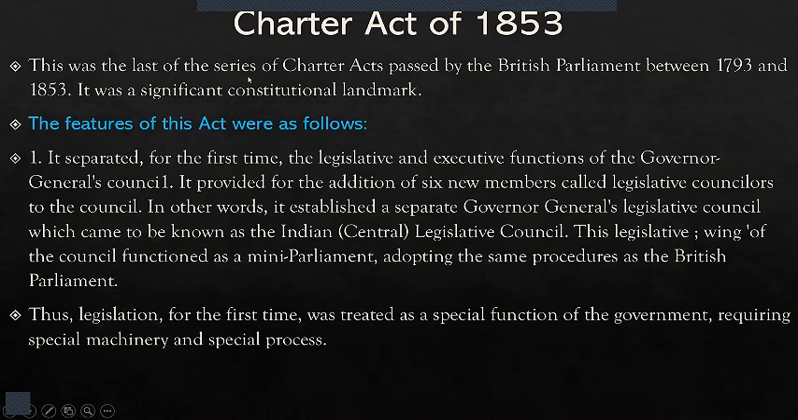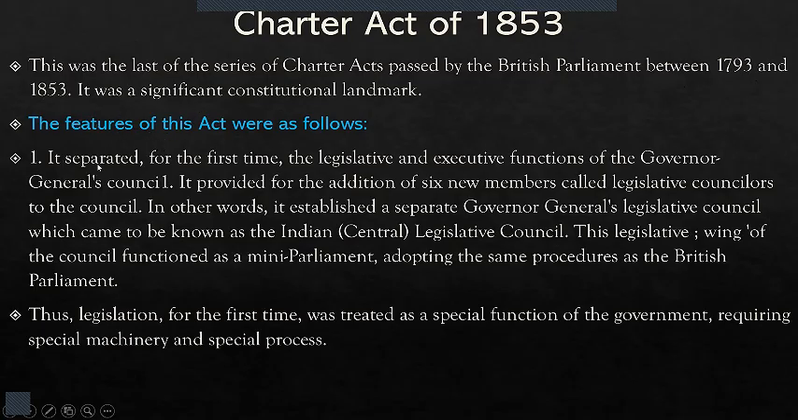So this was the last of the series of Charter Acts. This was the fourth Charter Act passed by the British Parliament between 1793 and 1853. It was a significant constitutional landmark. Okay, so obviously it was a significant constitutional landmark, so it is important. So make sure you know this well.